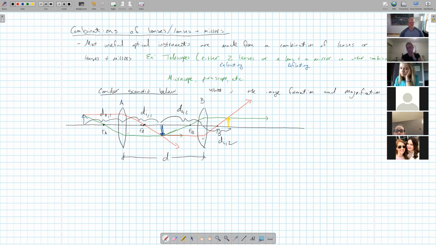Now, typically the way this is going to work is our eye is over here, looking at the formation of this image. So typically we're going to look at where this image is created from this second lens. So this is the location of our eye.